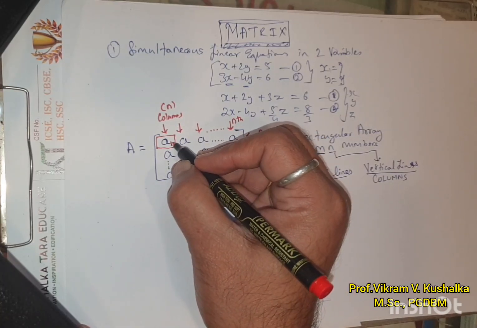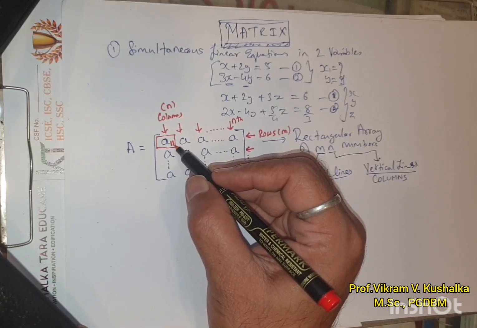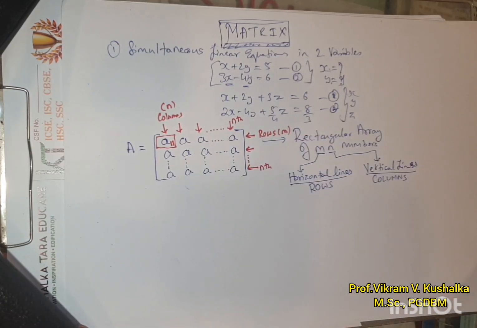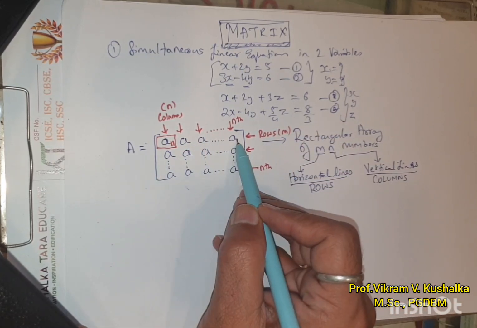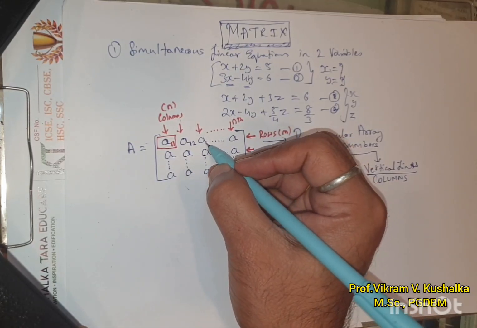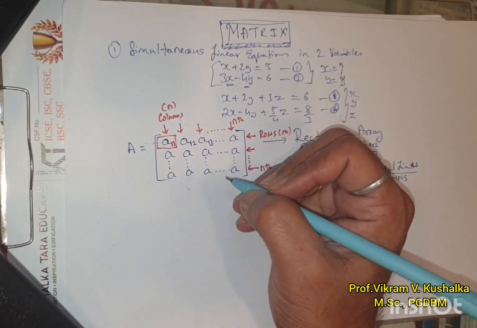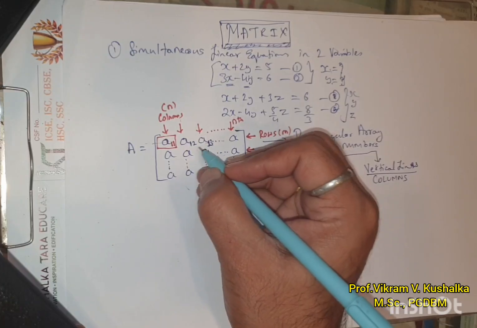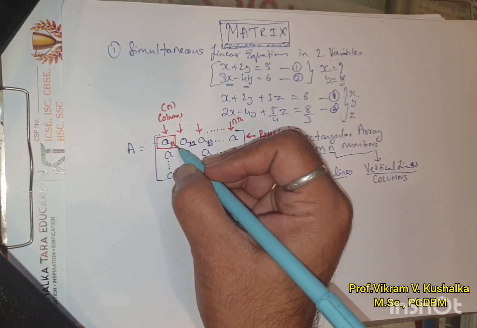So I can number it as A11. The first number stands for M, second for N. So row comes first, column comes later. Now if I take simultaneously the second element, the second element is present in the same first row but in the second column. So I can number it as 1, 2. The third element is present in the first row and in the third column, I can number it as 1, 3. So 1, 3 over here denotes first row, third column. 1, 2 denotes first row, second column. 1, 1 denotes first row, first column.